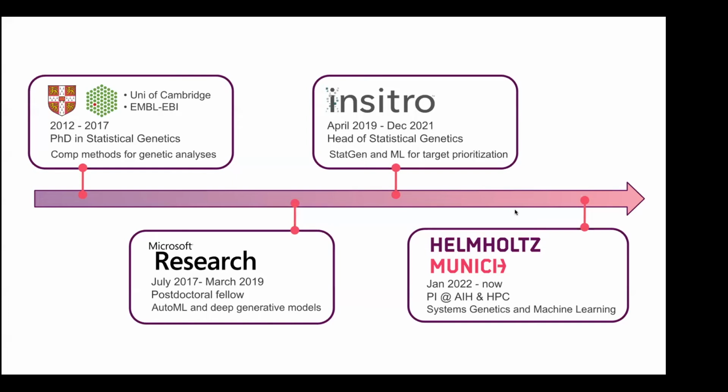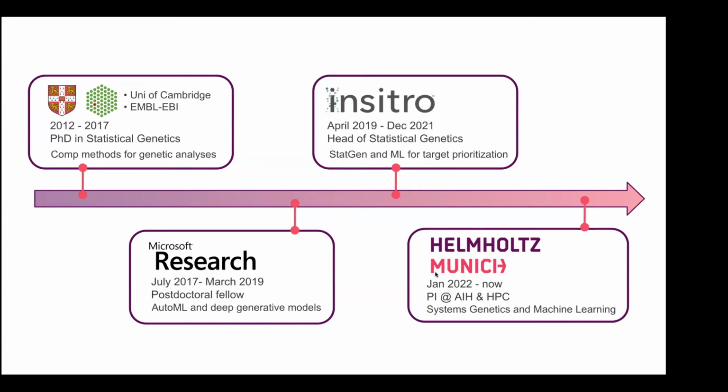So yeah, this slide tells a little bit about me, but Annalisa already went through the different stages. And one thing maybe that's worth mentioning, I'm switching back to academia from a position in industry. I was at Insitro for a few years, working on a combination of StatGen and machine learning for target prioritization. It was a drug discovery startup.